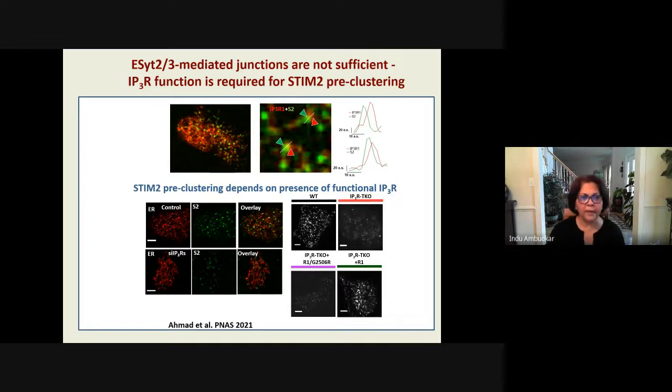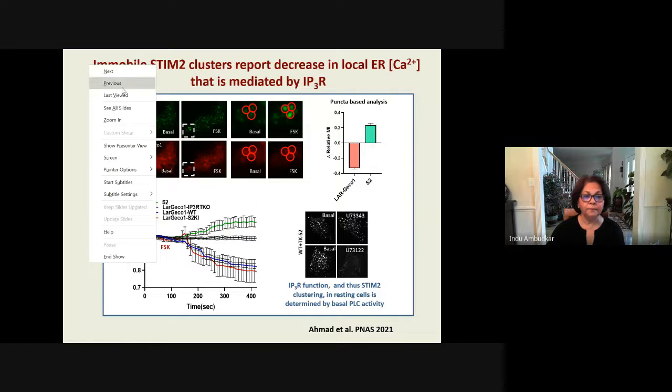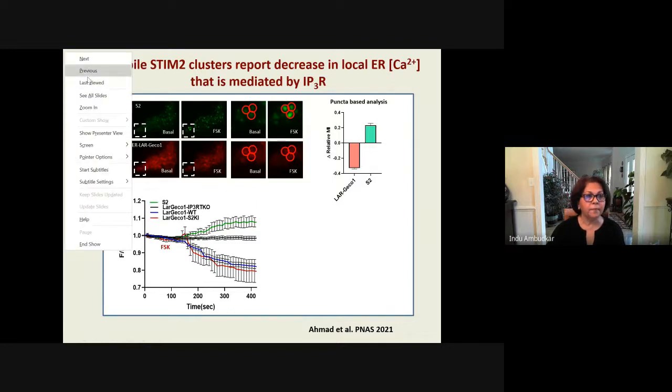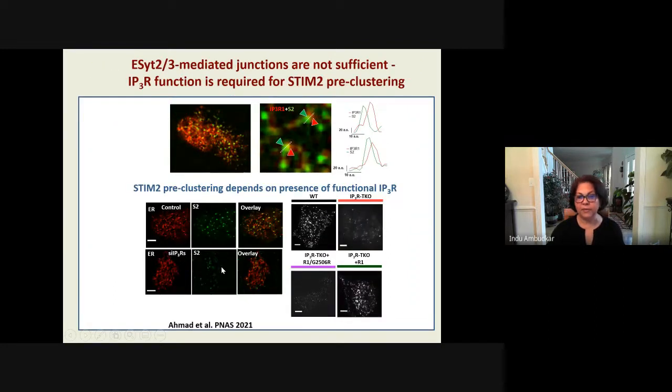Oh, sorry, I misspoke. Here we are using an ER marker, and we are knocking down the IP3 receptors in the cell. So this is actually ER. The ER localization is not affected, only the STIM2 localization is affected. I apologize for that. To confirm this, we did the same kind of experiments with the triple knockout cells which lack IP3 receptors. And again, we see that the basal clustering of STIM2 is gone.